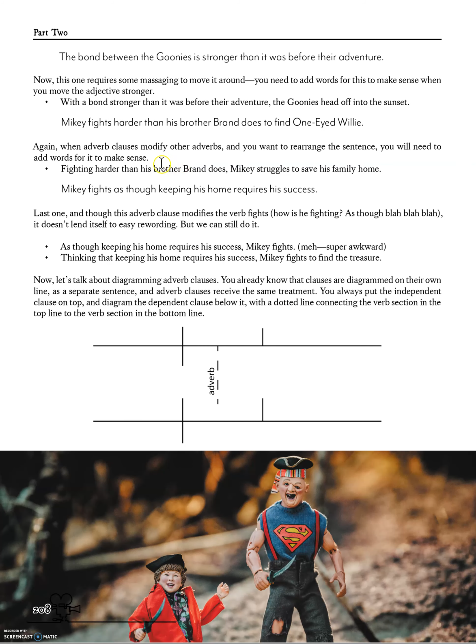You can move them. Now what you care about is diagramming. So basically you have two sentences, so you have two lines. So this would be the first part, the bond between the Goonies is stronger than, and then it was before. And the way that you join these together is you put the independent clause on top, regardless of how it comes in the sentence. Independent clause on top, dependent clause on the bottom. You draw a dotted vertical line connecting the verbs, and on that dotted line, you write the adverb that is connecting them. So in this case, it would be because, or than, or until. Your subordinating conjunction you're going to write for an adverb clause.